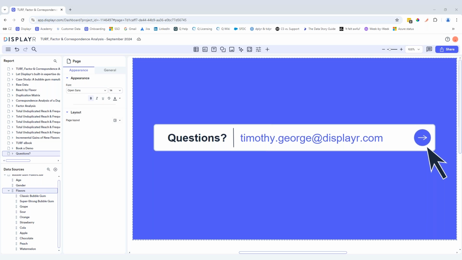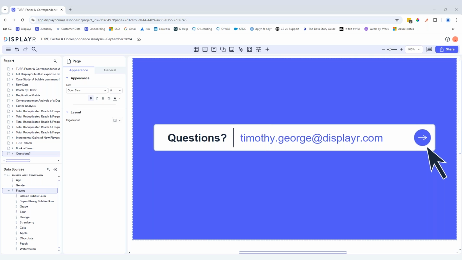Okay, so we got one question so far. Oh, we just got another one. And Taylor's asking, how is the reach by flavor question asked? And she's wondering if it was just a multi-select question. And the answer is yes. It was simply a question that asked, which of the following bubblegum flavors do you like? Please select all that apply.